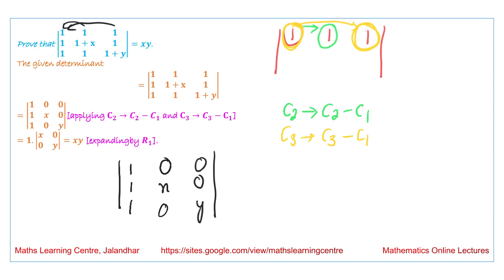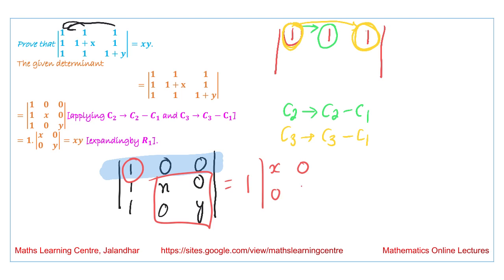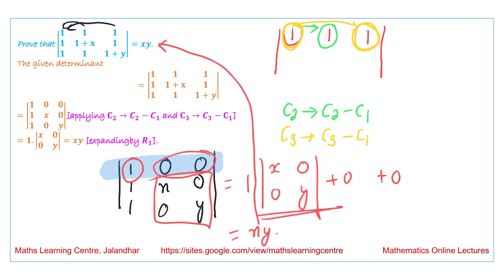Now if we open this determinant along the first row, expanding this determinant along the first row, clearly we have zeros over here, so this determinant will become 1 into the determinant of x 0 and 0 y. Next both these terms are 0, so we will get plus 0 plus 0. Now on opening this 2 cross 2 determinant, the answer we obtain is xy, and this is what we have to prove.